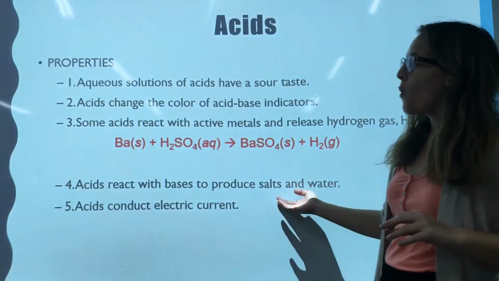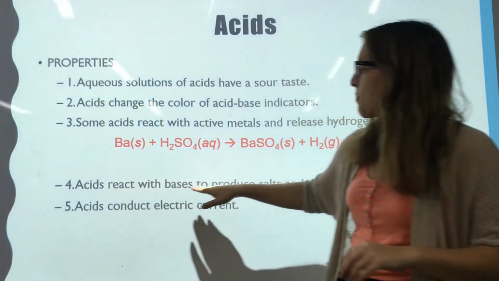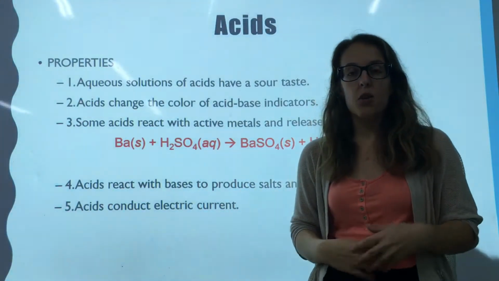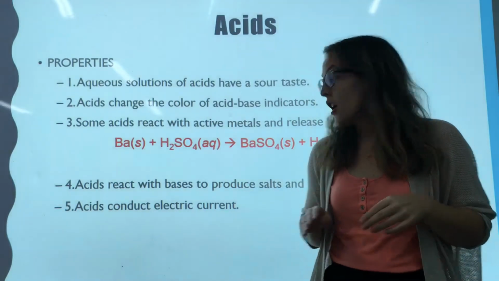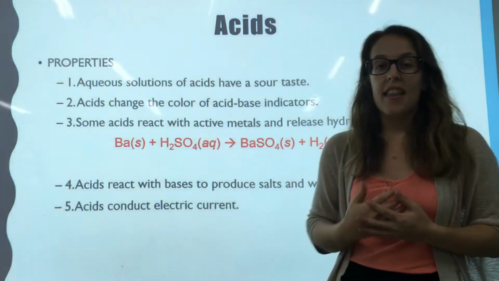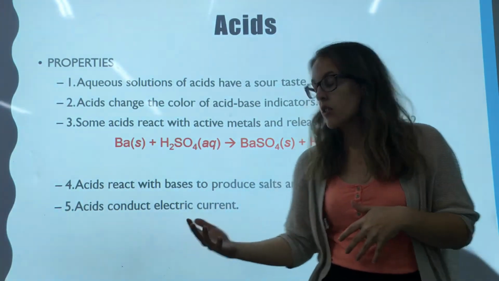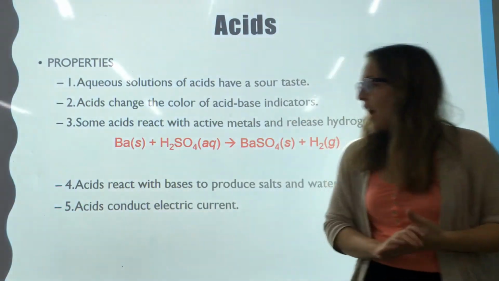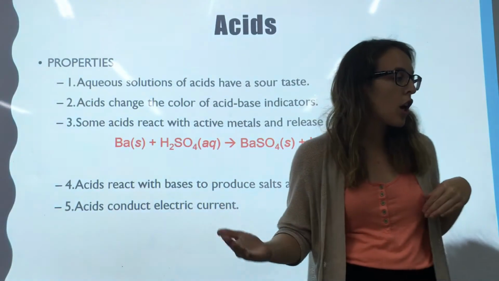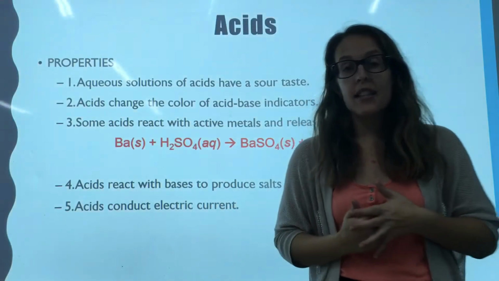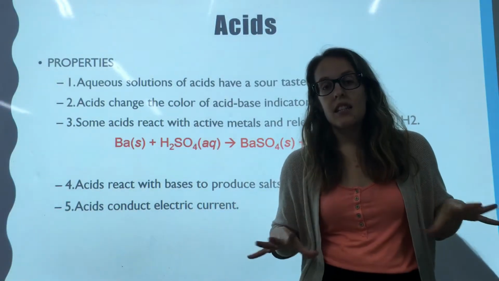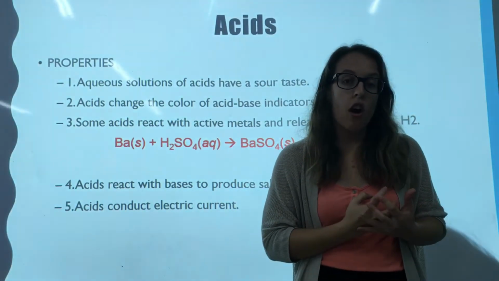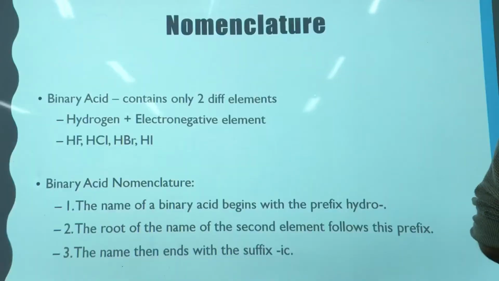So, number 4, acids react with bases to produce salts and water. So when you have an acid and you want to neutralize it, you add a base, and then that produces its salt and water. Number 5, acids conduct electric current. So some acids completely separate into their ions and then become strong electrolytes.